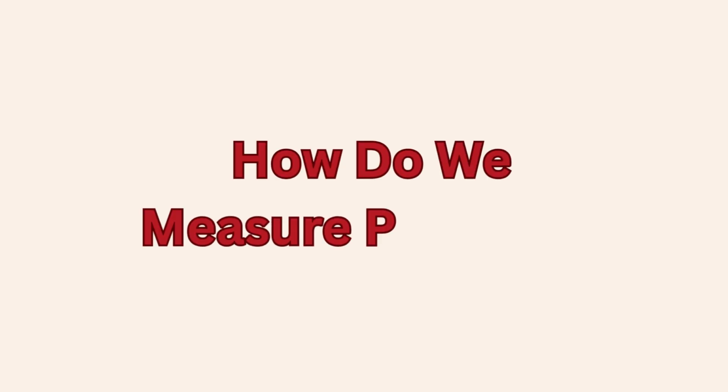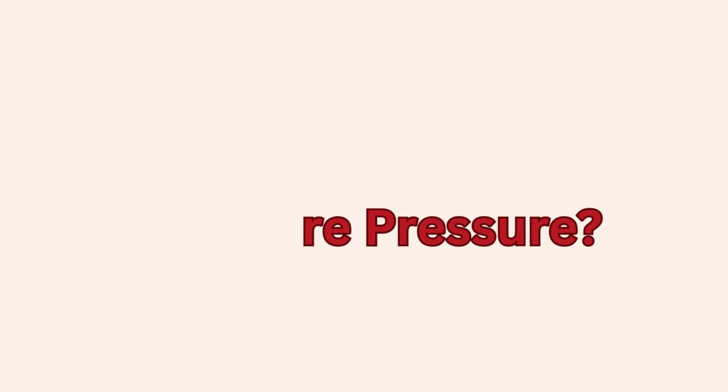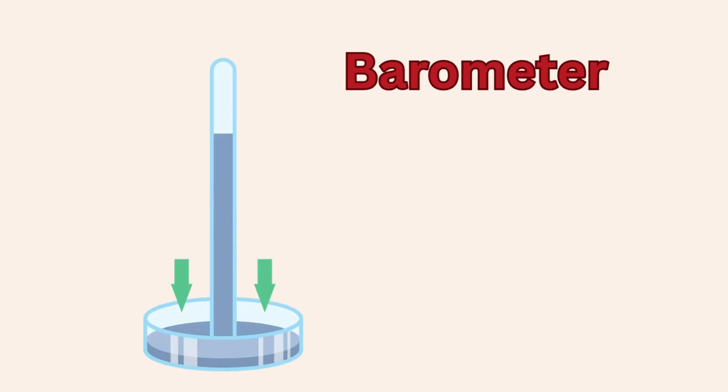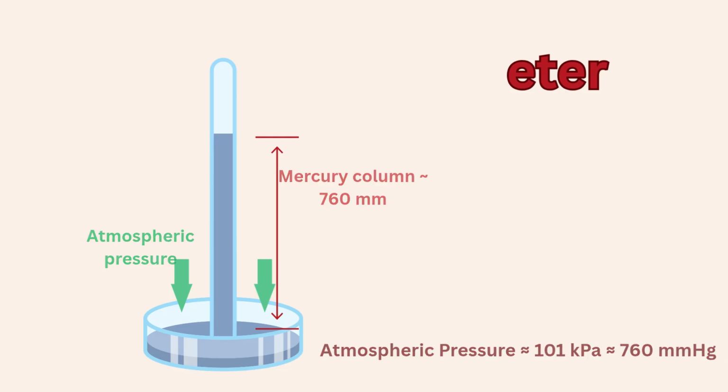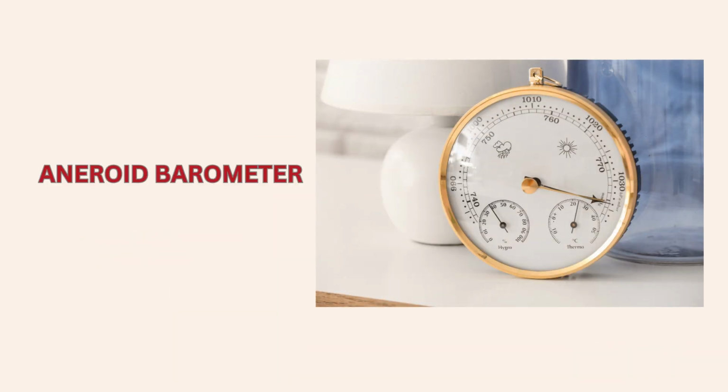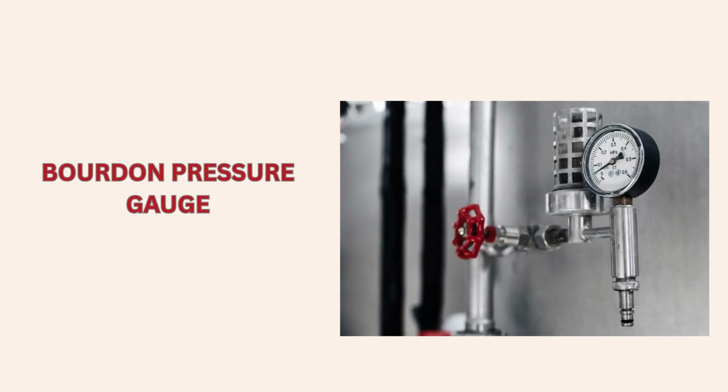Now we come to this question: how to measure pressure? To measure atmospheric pressure, we use a barometer. The first one was invented by Torricelli. It works by balancing atmospheric pressure against a column of mercury. However, nowadays the modern device named aneroid barometer is used. It doesn't use liquid, it uses a sealed metal chamber that expands and contracts with atmospheric pressure, but we can name it just barometer.